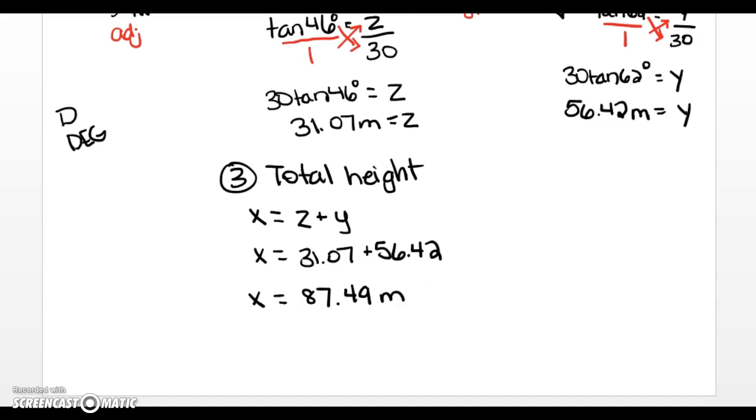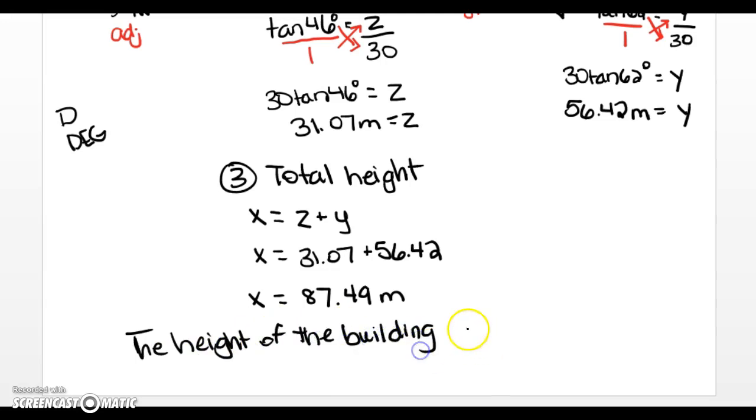Then just to finalize the end of this question, we need to make sure we write a sentence for this word problem. So we could say the height of the building is 87.49 meters.